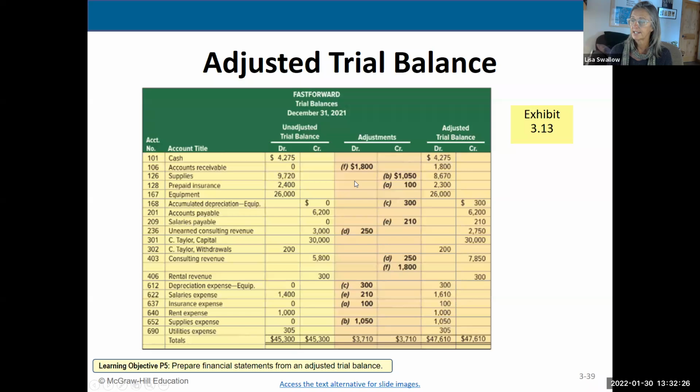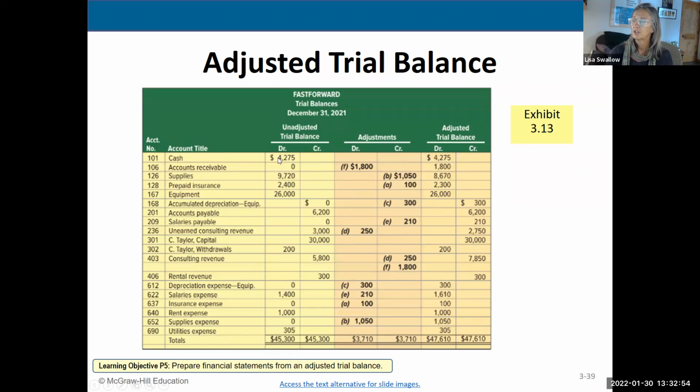So here are the 2 columns next to the unadjusted trial balance where I put all of my AJEs. Okay, I've posted them to the ledger. This is just a tool. It's not a financial statement. It's just a tool to make sure that I'm all balanced out before I do my P&L, my statement of owner's equity, and my balance sheet. And I do it all.